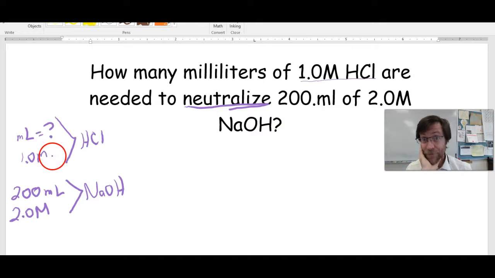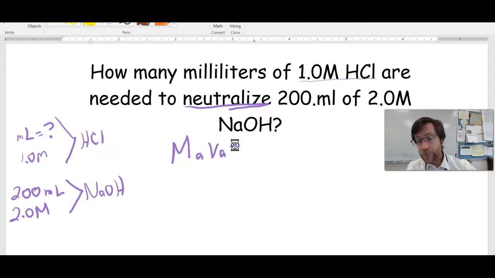Oh, yeah, right. Do you remember the titration equation? This is the kind of thing where the titration equation is going to be super helpful, where we've got a volume and a concentration of one, and a concentration but no volume of the other. Here's how this is going to work. We're first going to write MAVA equals MBVB.